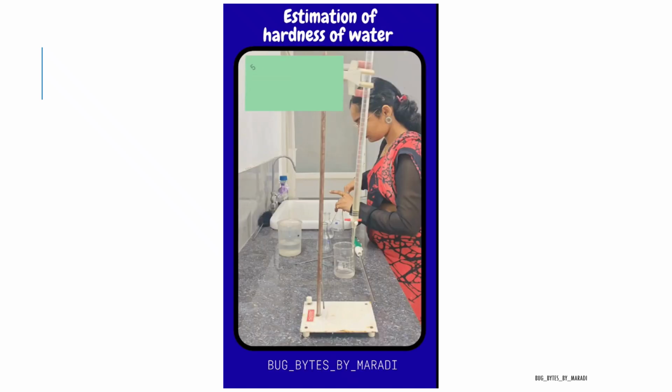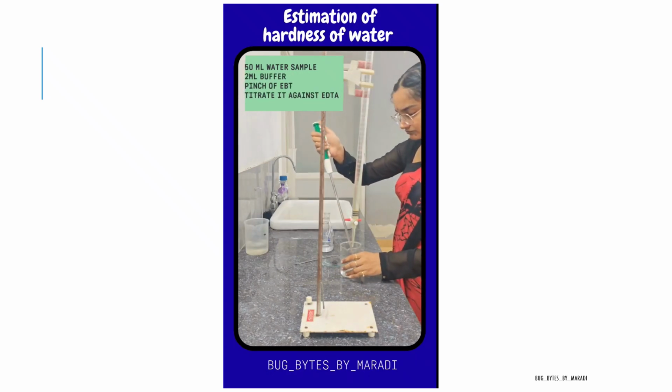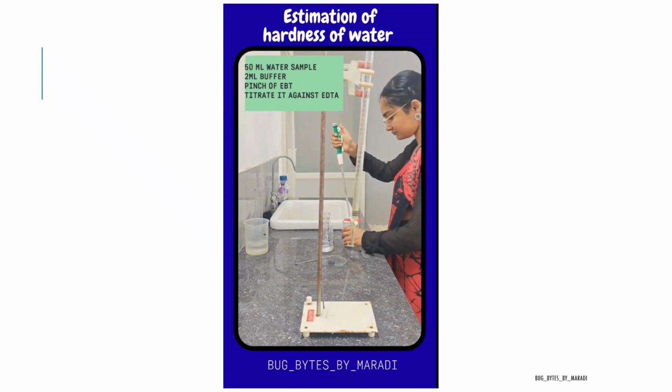So we have to take 50 ml of water sample, 2 ml of buffer and a pinch of EBT, and titrate it against EDTA. After taking all these, just imagine you have taken 50 ml of water sample, the buffer has been added and EBT has been added. EBT is going to interact with the calcium and magnesium ions and form a wine red colored complex, and this wine red complex has to be titrated against 0.1 molar EDTA.